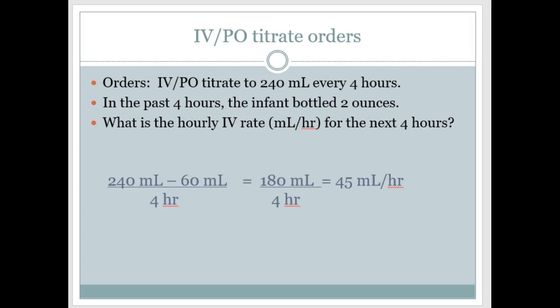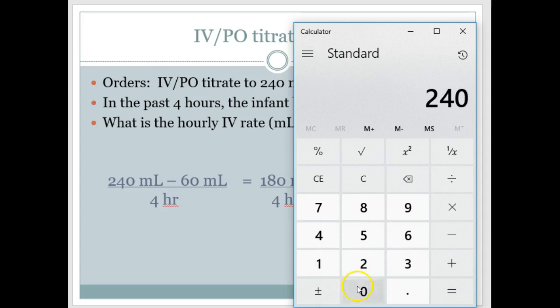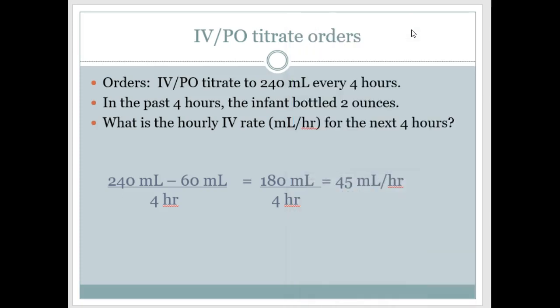With IV PO titrates, you can never exceed the max rate to deliver the 240 in 4 hours. So if she wasn't drinking anything, the max amount that she could get is 60 milliliters an hour. That's her max rate. We'll never go above that. We'll just decrease that rate as she's eating well. And again, this is not going to be as precise as an NG replacement because we're using her past intake to kind of predict how she's going to do in the future.